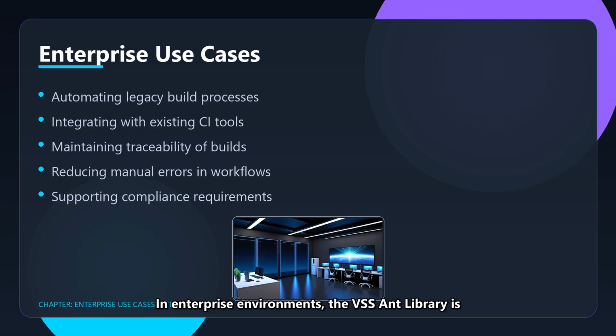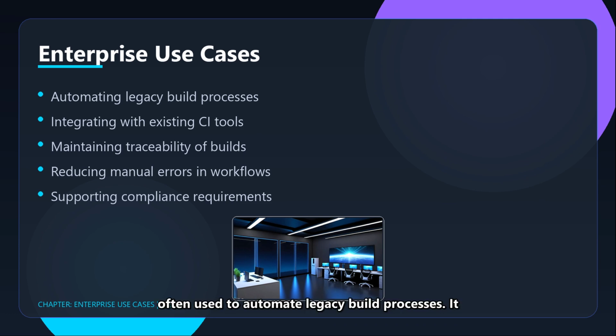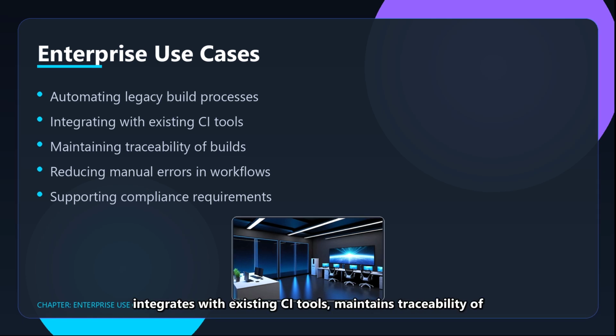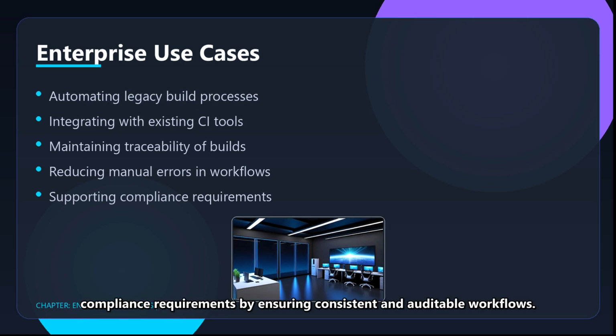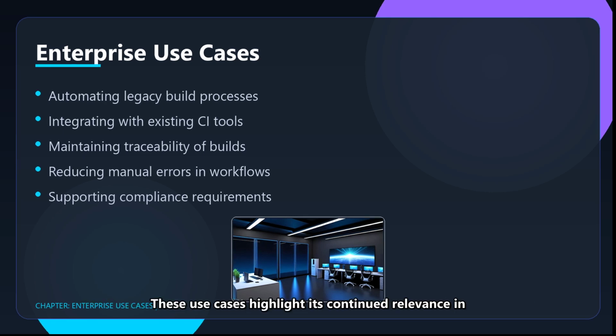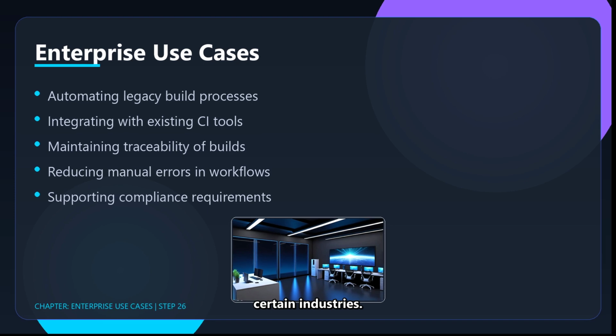In enterprise environments, the VSS Ant library is often used to automate legacy build processes. It integrates with existing CI tools, maintains traceability of builds, and reduces manual errors. It also supports compliance requirements by ensuring consistent and auditable workflows. These use cases highlight its continued relevance in certain industries.